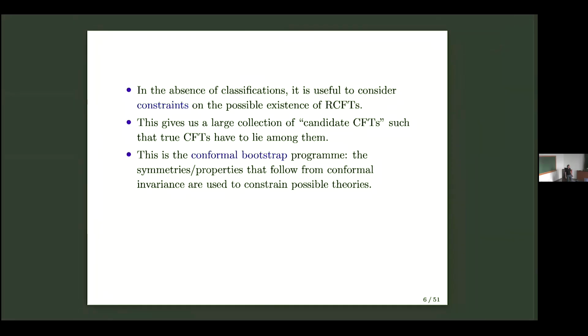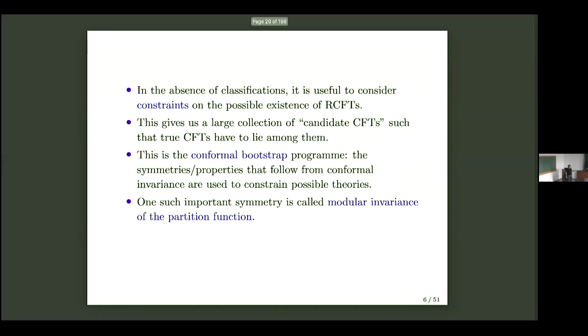So we just use basic symmetries and properties that follow from conformal invariance and constrain the possible outputs we can get. And one such important symmetry or property is called modular invariance of the partition function. And that's the basis of the program that I'll be talking about here. It was actually initiated in 1988 by Ashok, Samir Mathur and myself. And we made some progress there, which actually went into the papers I've told you about on the previous page. But I'll now try to generalize those ideas in some different direction that we did not anticipate in 1988.